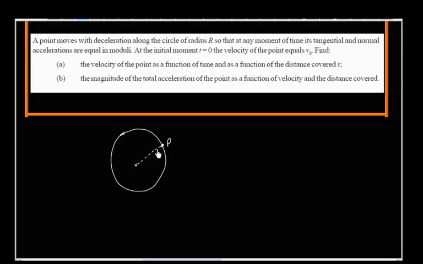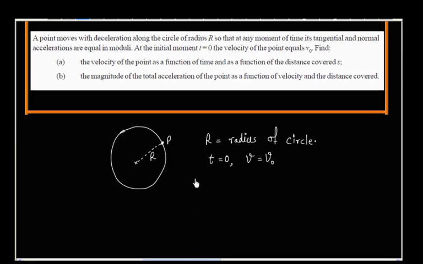Radius of circle is r, and initially it has a velocity of v naught, that is at t is equals to 0, v is equals to v naught. We have also been given that the magnitude of tangential acceleration is equals to the magnitude of normal acceleration.